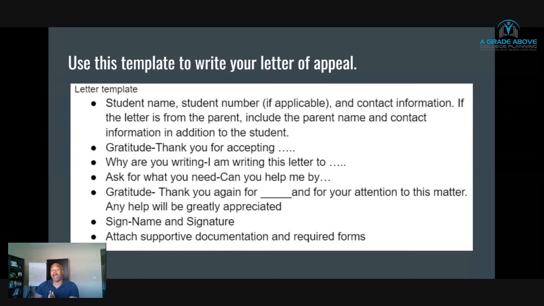So your letter does not have to be long, but it needs to be direct. It needs to be simple. And you don't want to have a full page unless your situation requires it. But for the most part, keep it short and sweet. Submit that letter, and let that person or that department review it and get back to you within a timely manner.